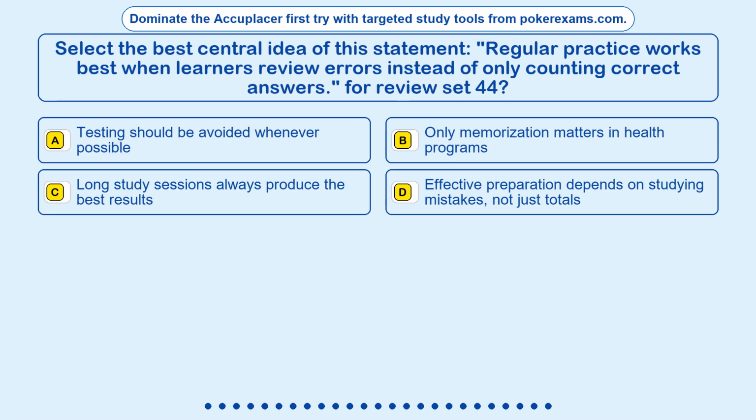Question 13. Select the best central idea of this statement. Regular practice works best when learners review errors instead of only counting correct answers, for review set 44. Option A, testing should be avoided whenever possible. Option B, only memorization matters in health programs. Option C, long study sessions always produce the best results. Option D, effective preparation depends on studying mistakes, not just totals.